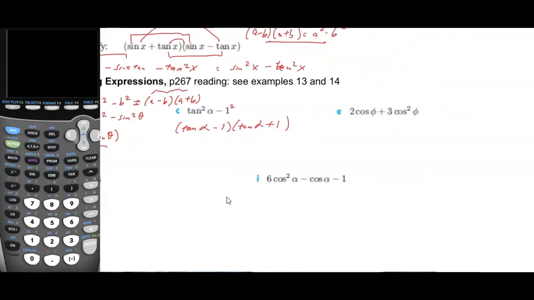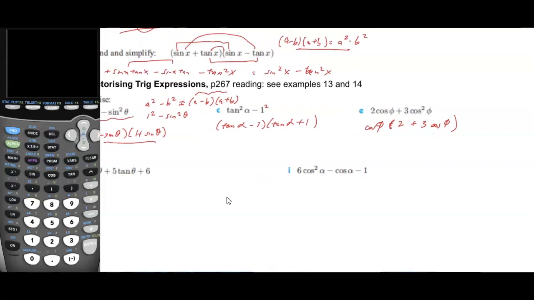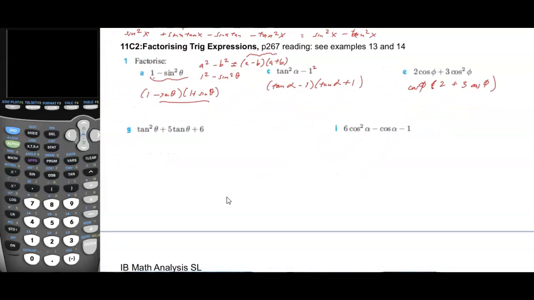Okay. This one is something different, apparently. Let's factor out the cosine phi because that's a common factor. We'll end up with cosine phi times parentheses 2 plus 3 cosine phi. I don't think there's anything else we can do with that. We're done. They just said to factorize. We factorized. We factored out the common factor.